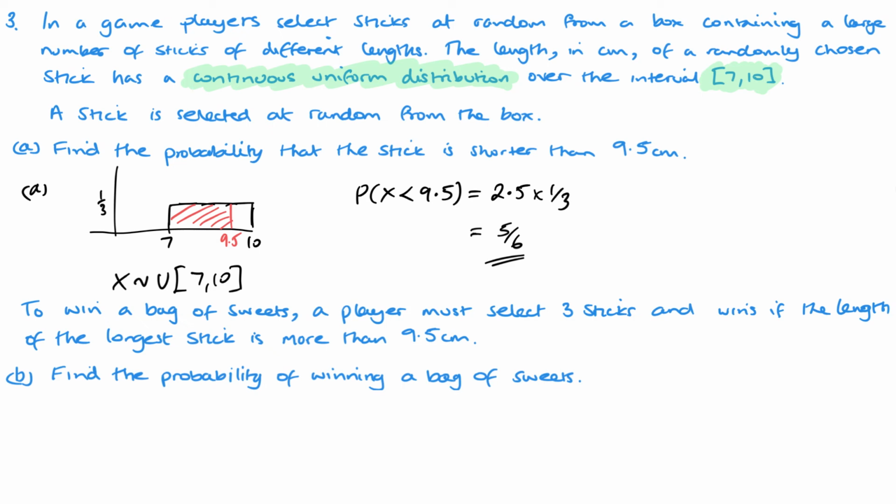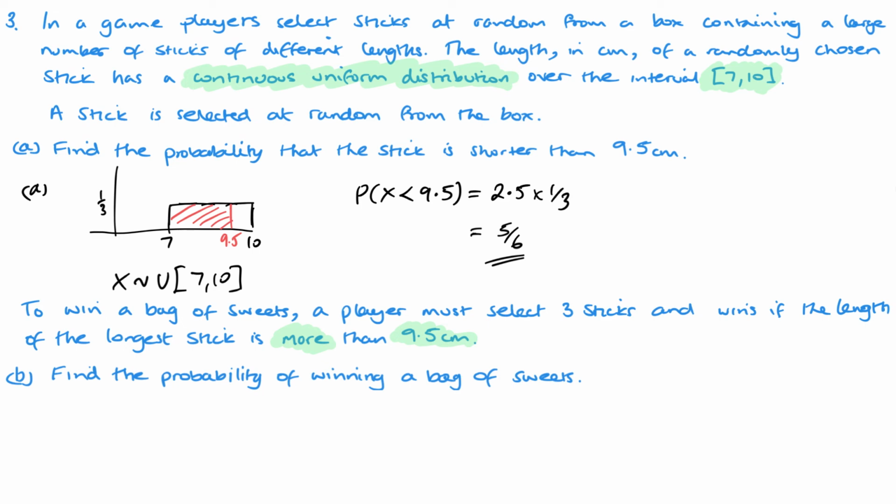Now for the next bit, we want to win a bag of sweets, and a player must select 3 sticks and wins if the length of the longest stick is more than 9.5. Okay, so we only have to think about one of the sticks essentially being that 9.5 or above, and then we win. But surely there's an easier way, and there is.